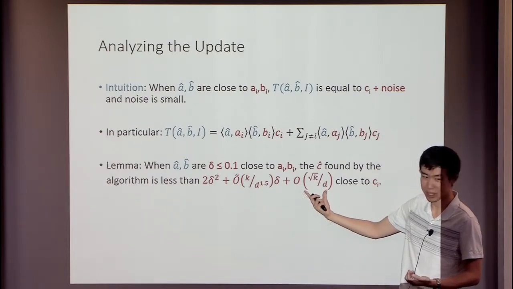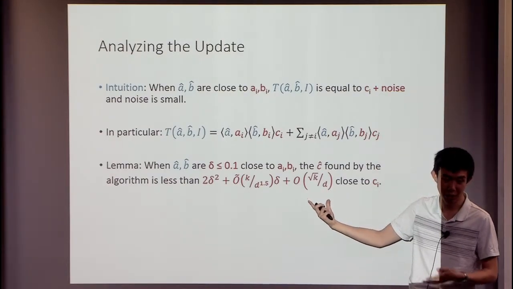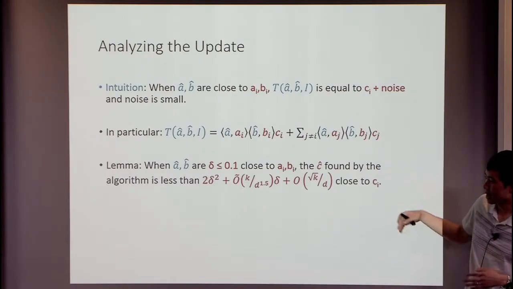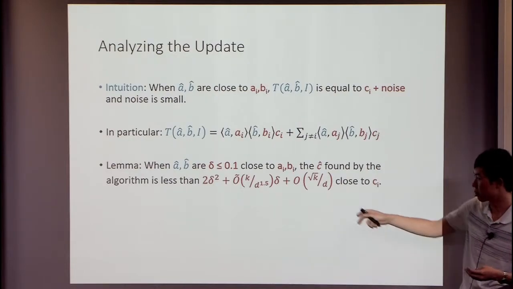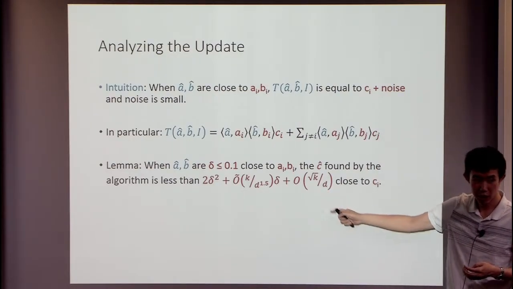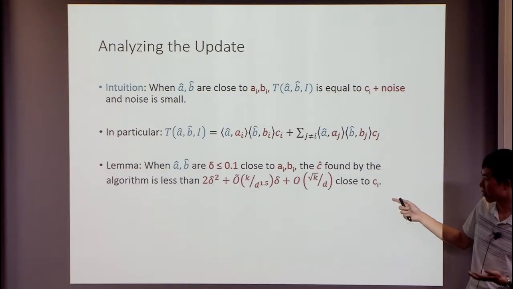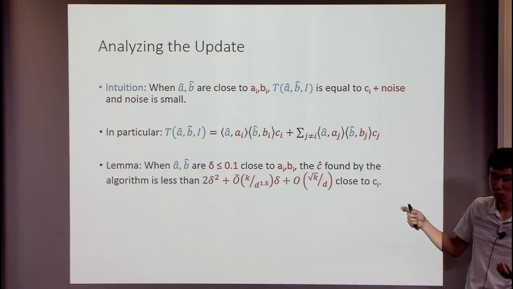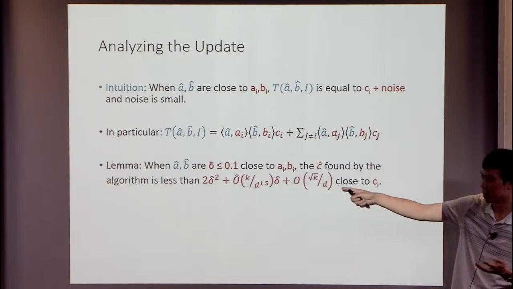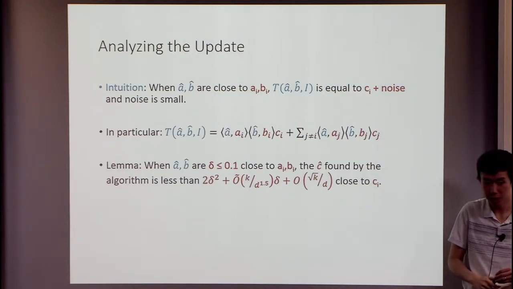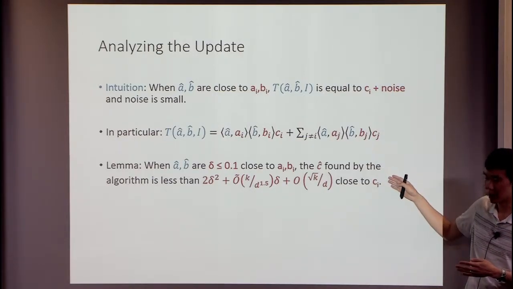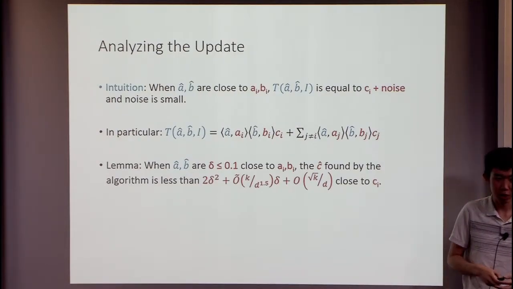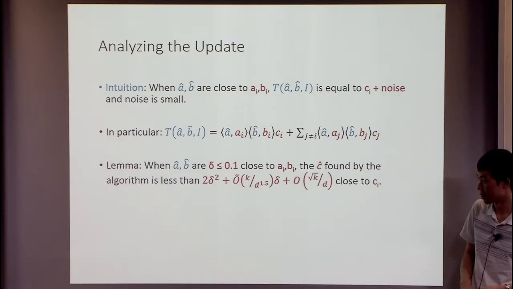It's just this last term that does not become smaller as we take more iterations. So basically, this lemma implies that as long as delta is much larger than square root k over d, the C hat we find will be much closer to Ci than either of A hat and B hat. And when we iterate over this kind of update, we can hope the algorithm to converge in a logarithmic number of iterations.